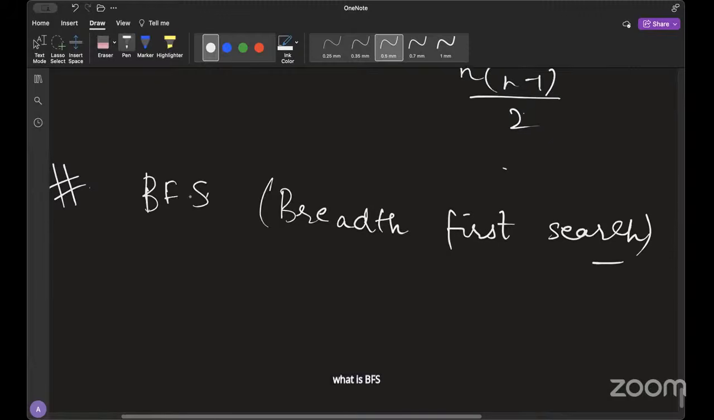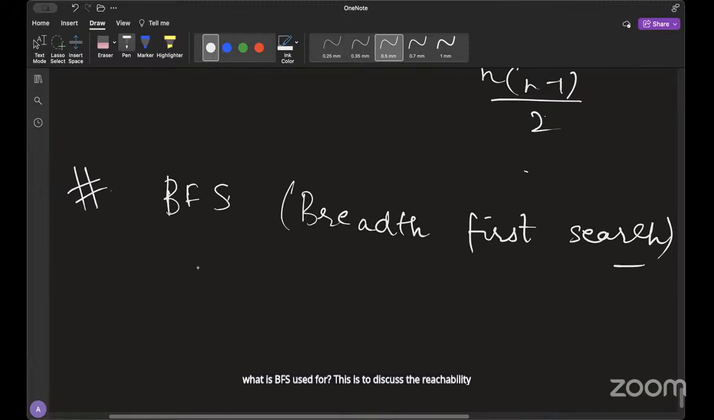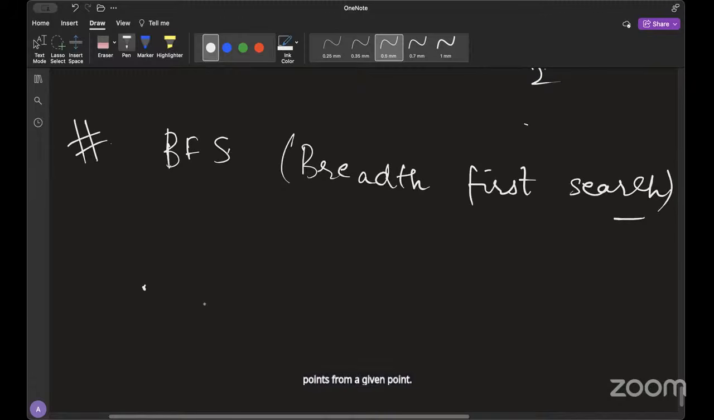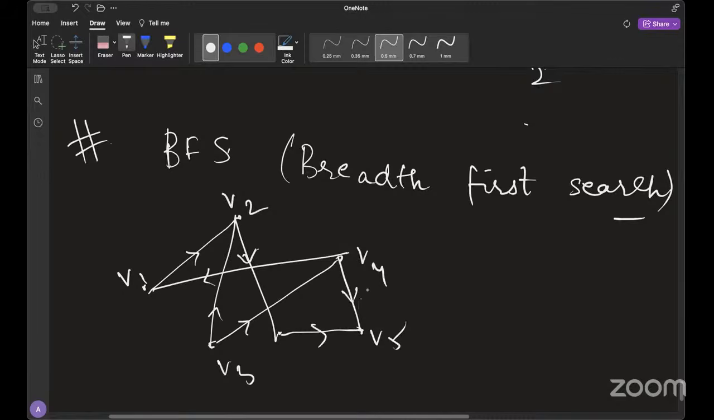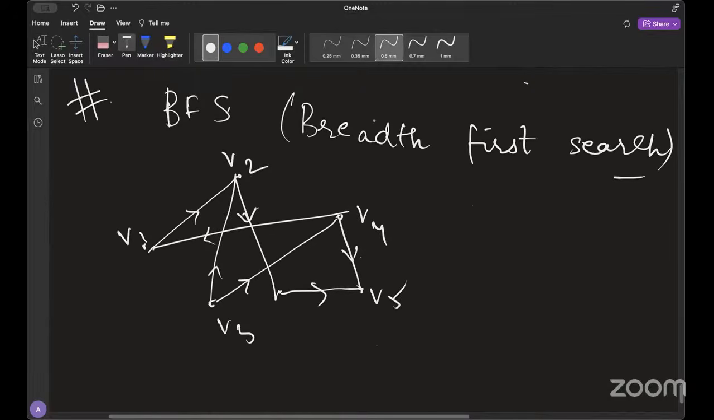What is BFS used for? This is to discuss the reachability of points from a given point. So let's do it with an example. Let's say you have this as a graph. And your graph could be even more complicated. So it's not a very good idea to just check one by one, right?